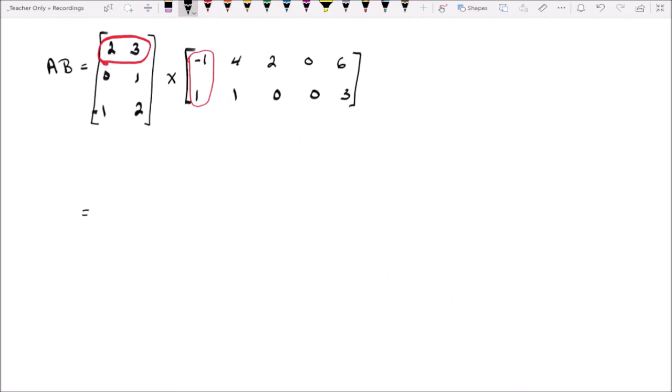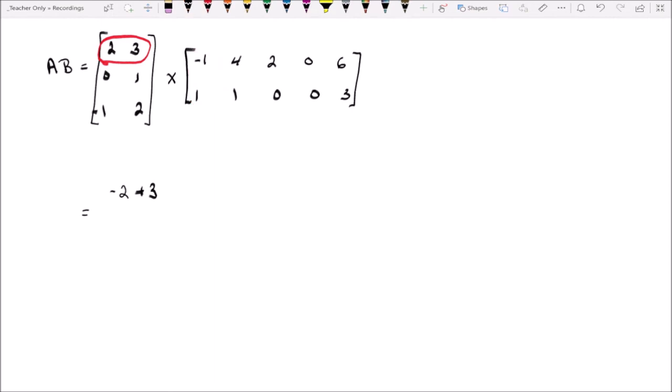Then we multiply corresponding entries. And when I say corresponding, I mean the first entry in the circle of A times the first entry in the circle of B, plus the second entry in the circle of A times the second entry in the circle of B. So we take 2 times negative 1 is negative 2. We're adding that to 3 times 1, which is 3. And we go along in this manner for every other entry.